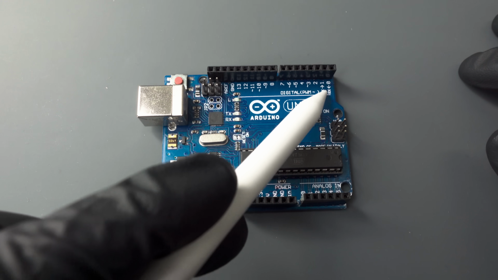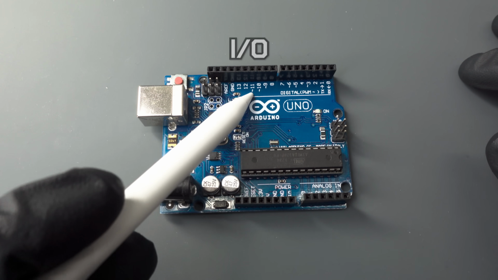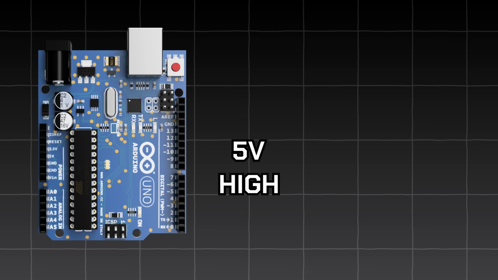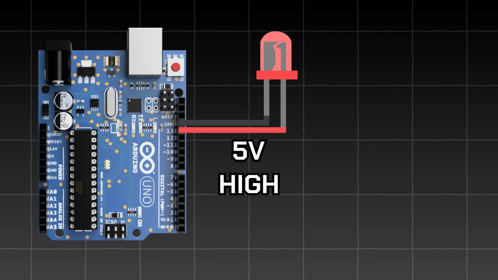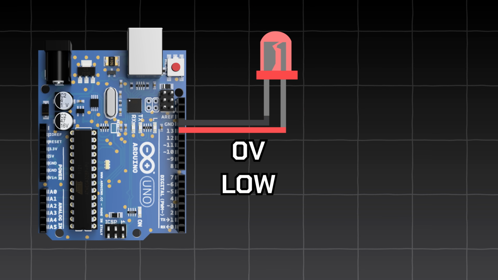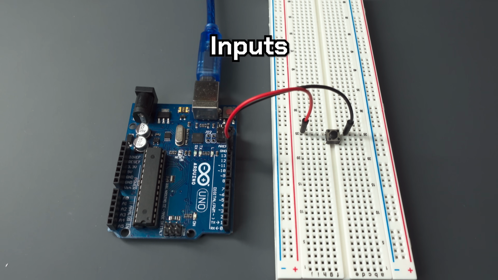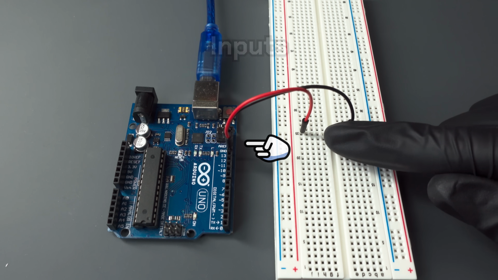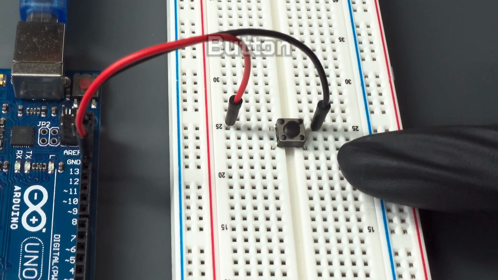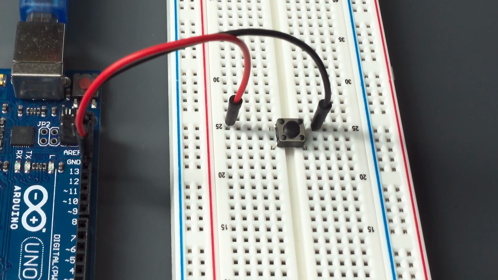The pins in this row are called digital I/O pins. I/O means input-output. These pins have three modes. You can program them to be high, which will output 5 volts, and a component connected to this pin will turn on. You can set them to low, which will output 0 volts, and a component connected to that pin will turn off. The third mode is setting them as inputs to read signals coming from the pin. This is useful if you have components like a button, because you can read the voltage level at the pin to know if the button has been pressed or not.